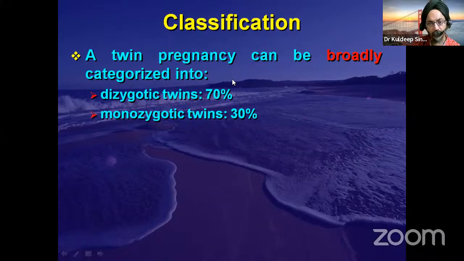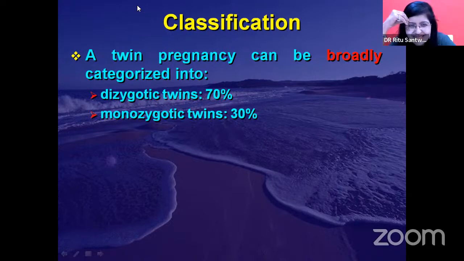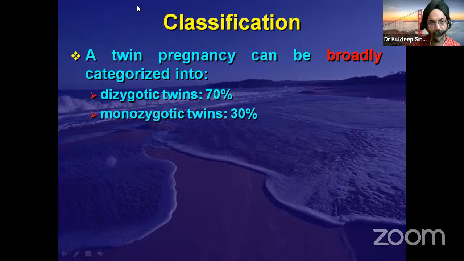So the twin pregnancies can be broadly categorized into dizygotic twins and monozygotic twins. This is A, this is B. Which one of them is a fraternal twin, A or B? And which one of them is going to be an identical twin? So dizygotic twins are fraternal twins. Monozygotic twins are going to be identical twins.